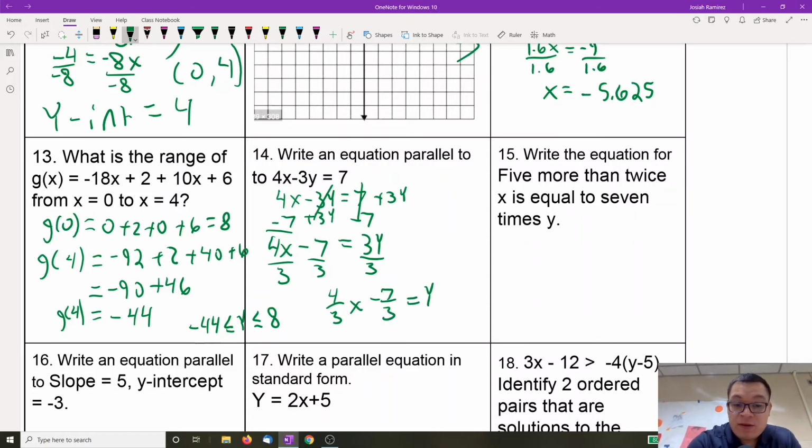If we want something parallel to this, that means we need to keep the slope and change that. So let me just write a new equation that has y is equal to 4/3 x plus anything. I'll put 2. You can make the y-intercept anything just as long as it's parallel and has the same slope.